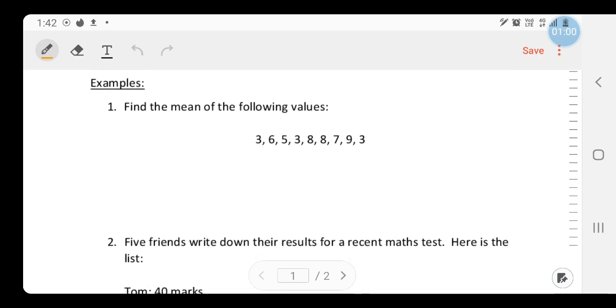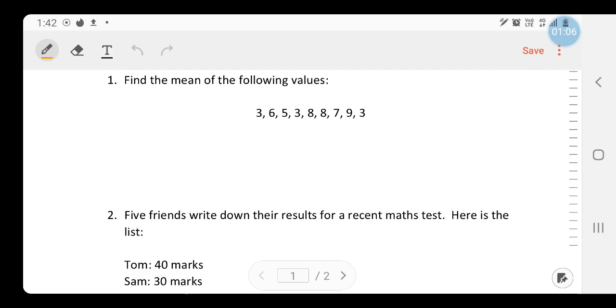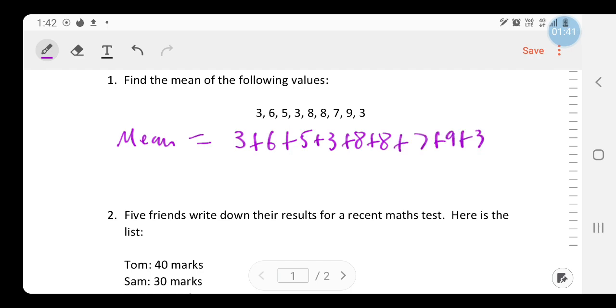All right. If that didn't make any sense, I'm pretty sure it will in a couple of seconds because we are going to do some examples. Example number 1. Find the mean of the following values. So, here we go. Mean, wait a minute, I don't want orange, I want purple. Mean equals, okay, so first we have to find the sum of these values. So that just means add them together. 3 plus 6 plus 5 plus 3 plus 8 plus 8 plus 7 plus 9 plus 3.